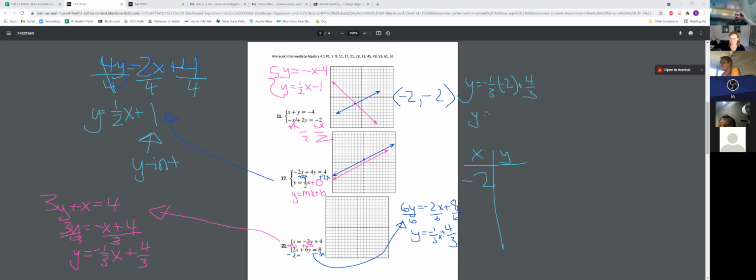So y equals, that's 2/3 when we multiply, plus 4/3. I think that's 6/3, right? Oh, that's where you got your 2. Okay, cool. So now that we have a nice point to start with, we can just use the slope.